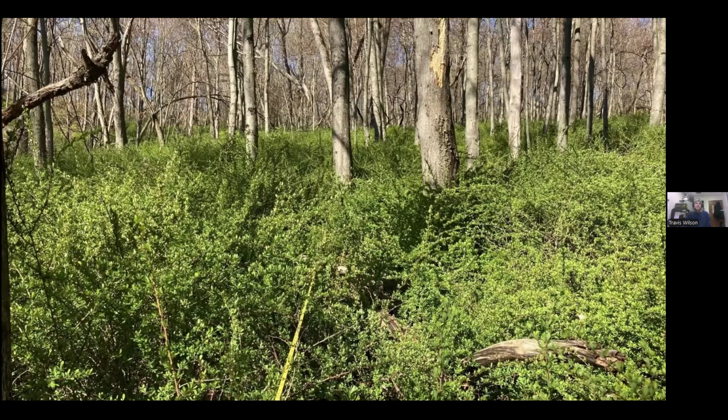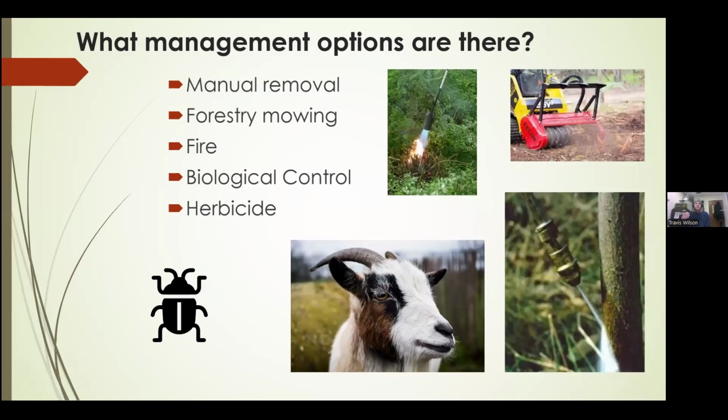So given these problems and these issues, what management options are there for people dealing with these? There are quite a few. Manual removal, you can do some forestry mowing or mechanical removal, fire is an option, biological control, and then finally herbicides, which I'll be going into a lot more later.